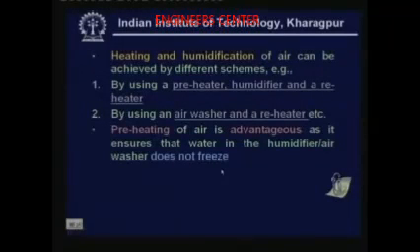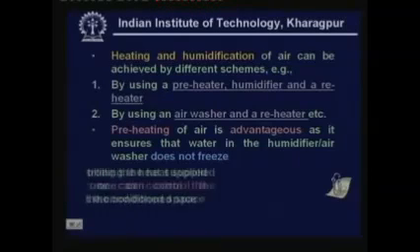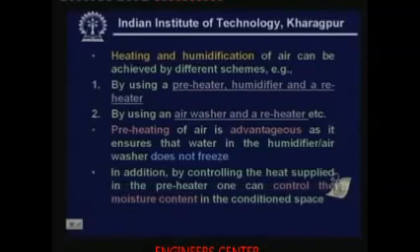Now preheating of course has certain advantages. What are the advantages of preheating? Preheating of air is advantageous as it ensures that water in the humidifier or air washer does not freeze, and in addition by controlling the heat supplied in the preheater one can control the moisture content in the conditioned space.